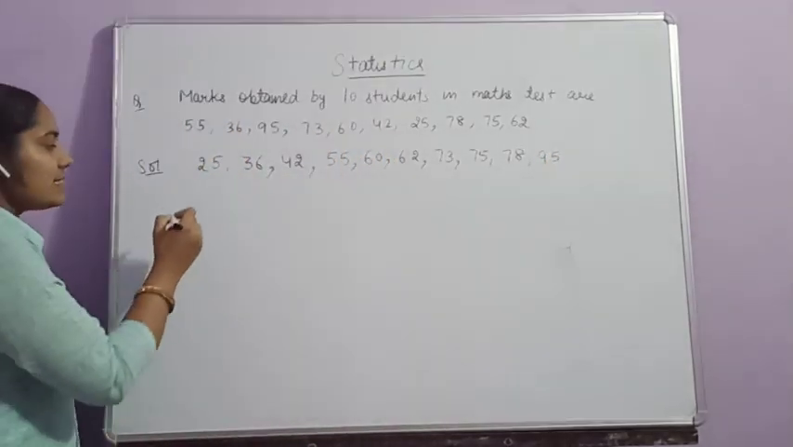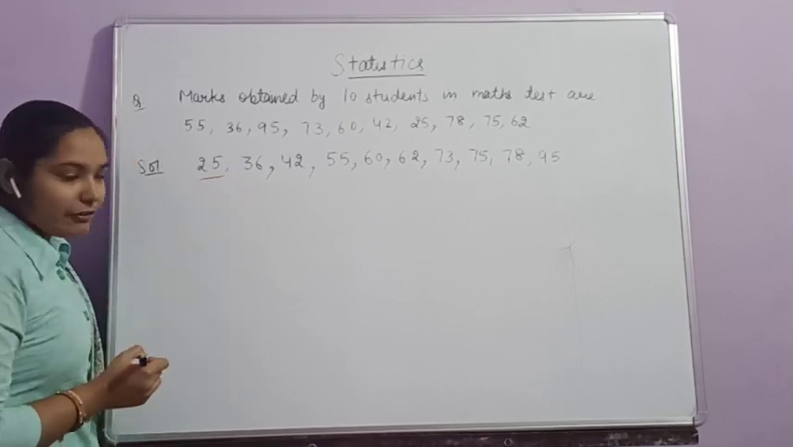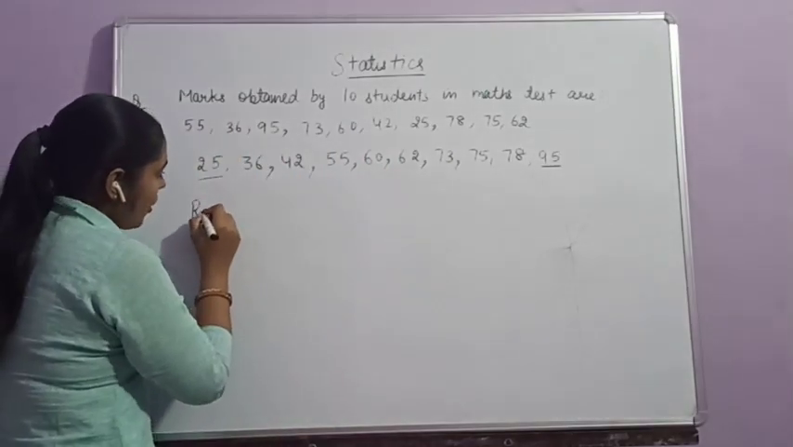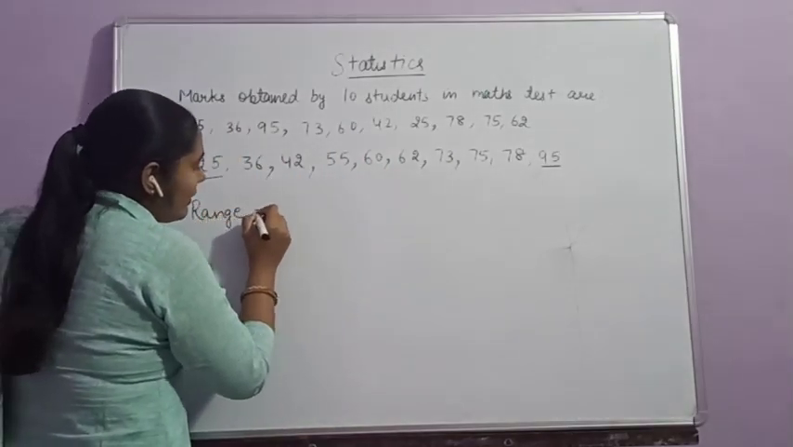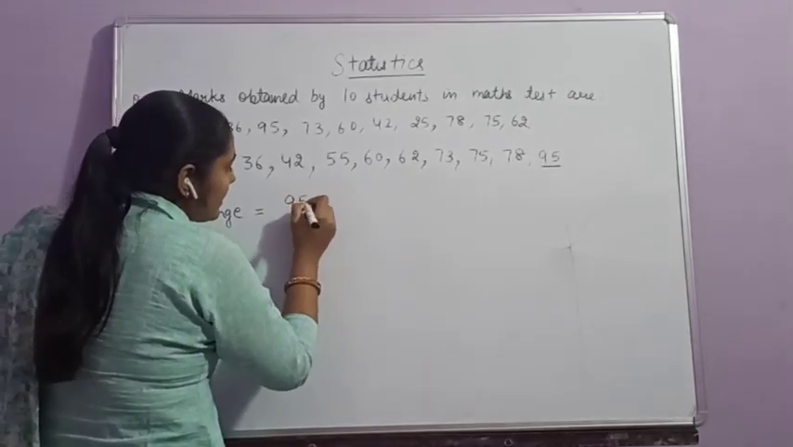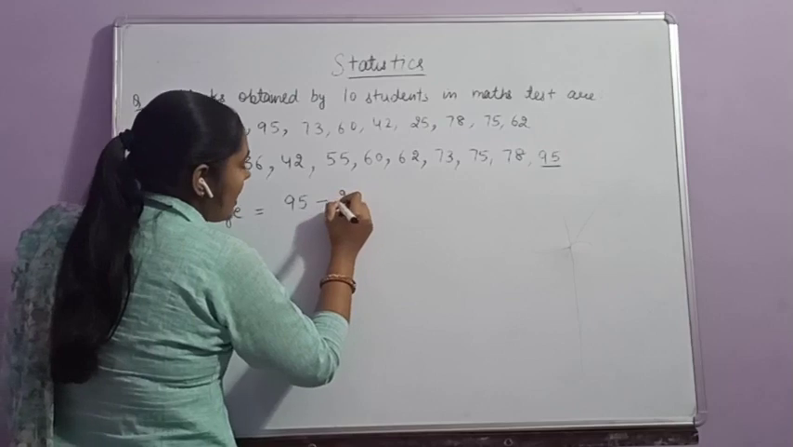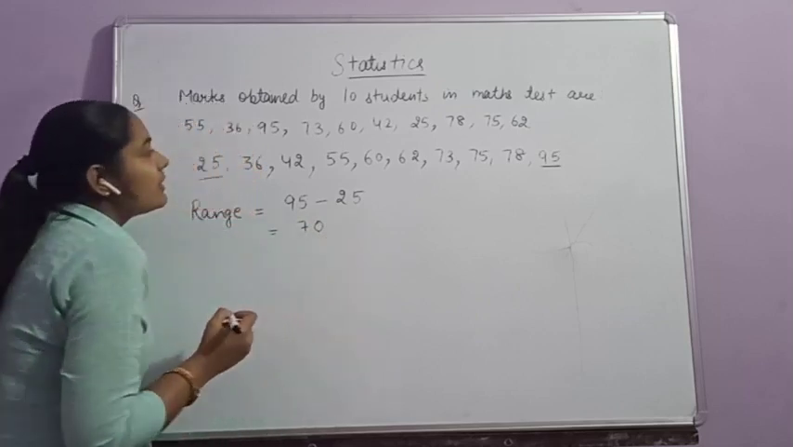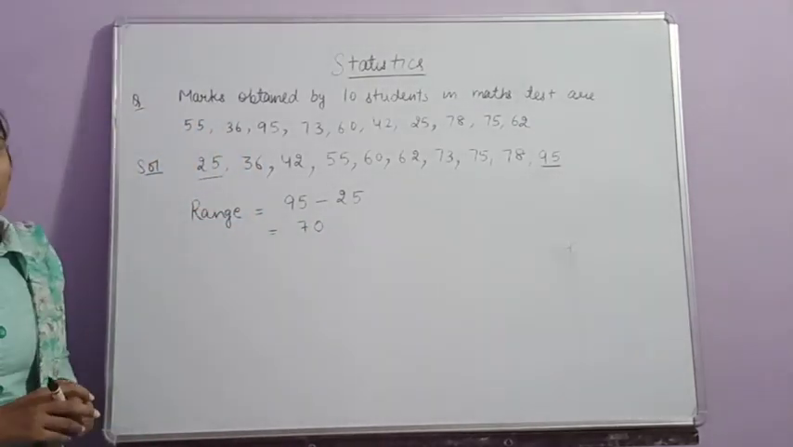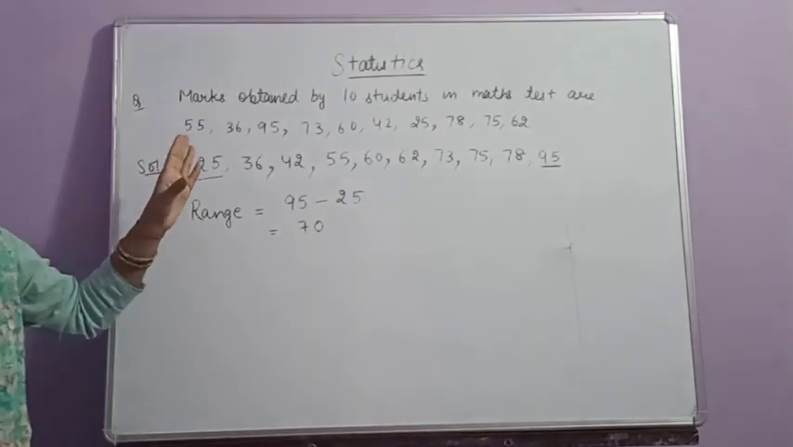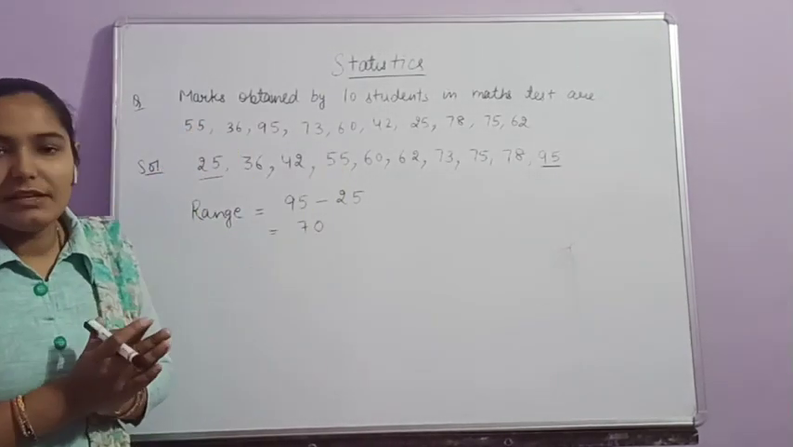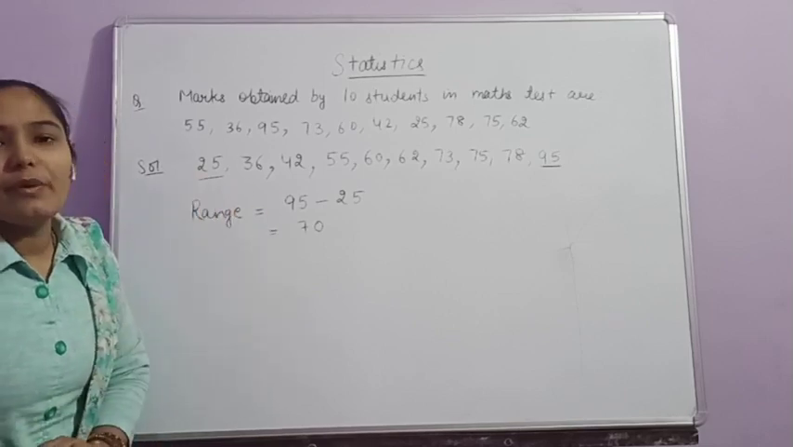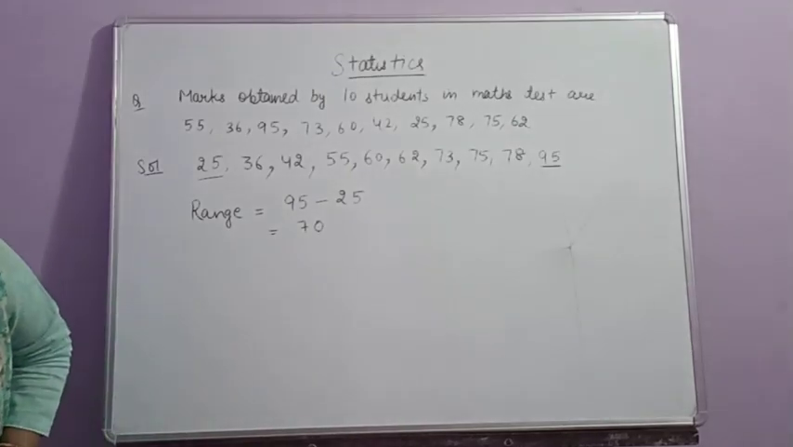Clear? Here we can see that smallest value is 25 and largest or highest value is 95. So range of that given data will be equal to highest marks minus lowest marks, that is 95 minus 25. Range of that given data is 70. The given data is only for 10 students. If data is given in large amount, then we arrange the data in frequency distribution table.